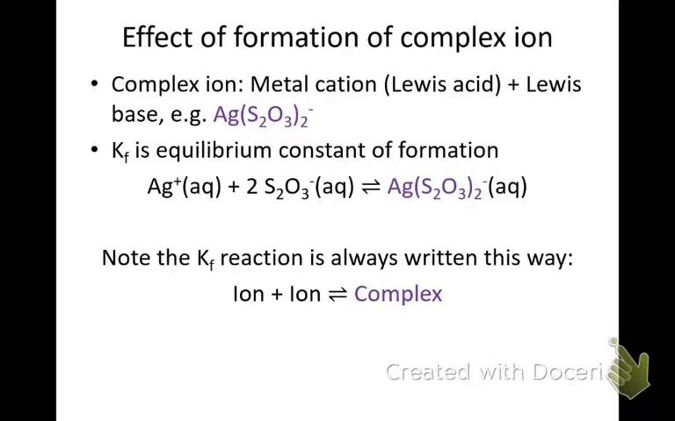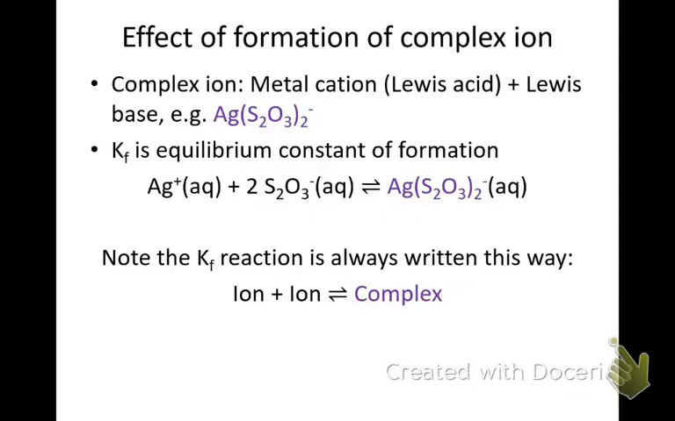Okay, the last effect we'll talk about, which is also the longest one, is the effect of the formation of a complex ion. You read about this a couple weeks ago, but to refresh, a complex ion is formed from a metal cation, which is a Lewis acid, and a Lewis base, which is usually either an anion or something like ammonia that has a lone pair that can donate electrons. So the Lewis acid, the metal, accepts electrons, the other thing donates electrons. And here our example is silver thiosulfate.